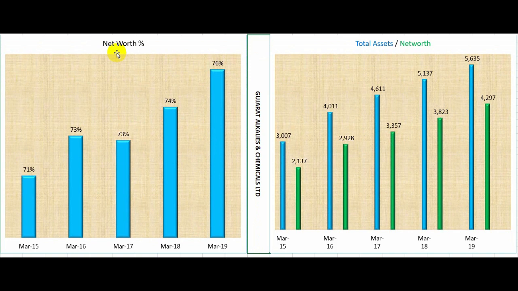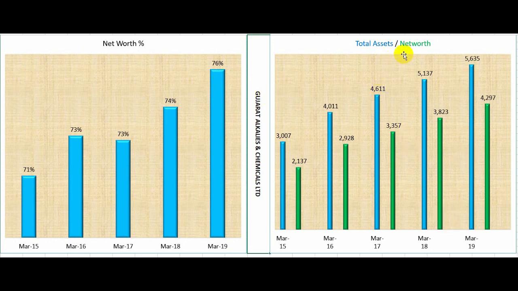Let us look at the net worth as a percentage of total assets, meaning of the total balance sheet size, how much was occupied by the equity portion and how much was occupied by the debt portion. So in this particular graph, we are concerned with net worth percentage as of total assets. In March 19, the company's equity portion or shareholders' contribution was around 76% of the company's balance sheet, which is very good. We want this to be as high as possible so that the debt portion remains low.